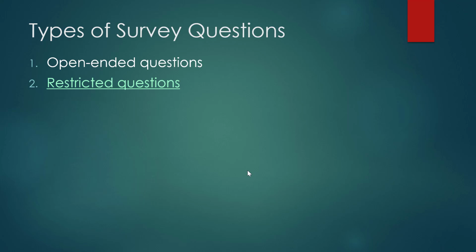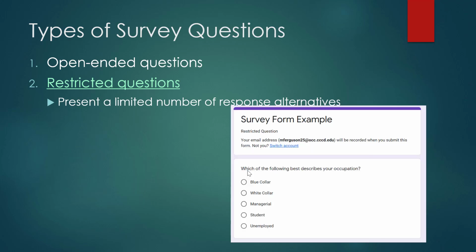Another type of question is a restricted question. A restricted question is where you present a limited number of response alternatives for the individual. So here's an example, just a survey form example. Which of the following best describes your occupation? And then they have choices that they have to provide.